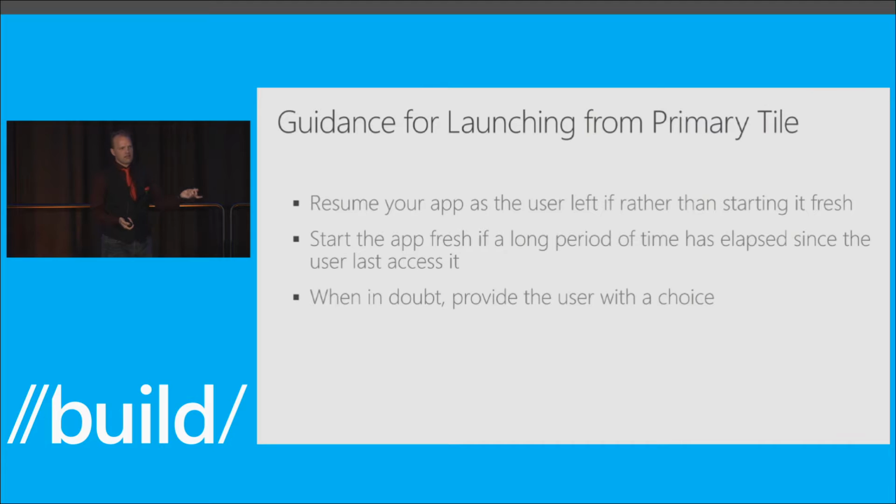So make an educated guess as to whether the user wants to get back there or wants to have a fresh start. And if in doubt, provide the user with a choice. It's like, yeah, you left off here doing this 2 days ago. Do you want to continue? And then act on it. So that gives the user a way to get back to where they were, but it also gives the user a possibility to start fresh, right?